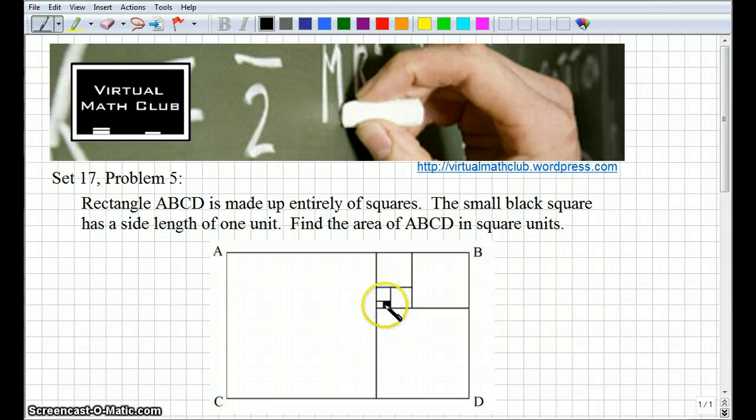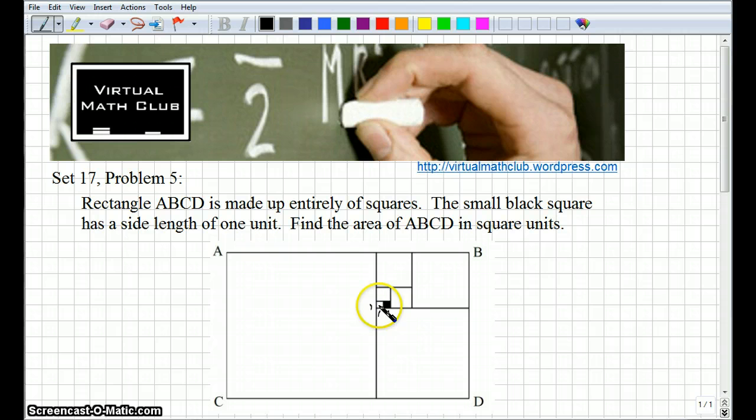We're given that this little black square is 1 square unit, right? So if it's 1 square unit, then the side length here has to be 1. And since it's adjacent to this other little square right here, that one also has to be 1 unit. So we have these two 1 square unit squares here. So this side has to be 1 over here. I'll just mark that in there.